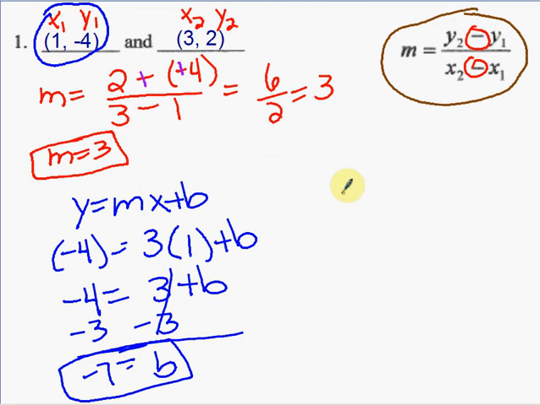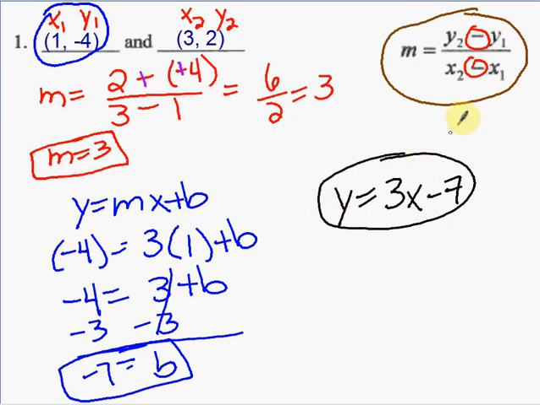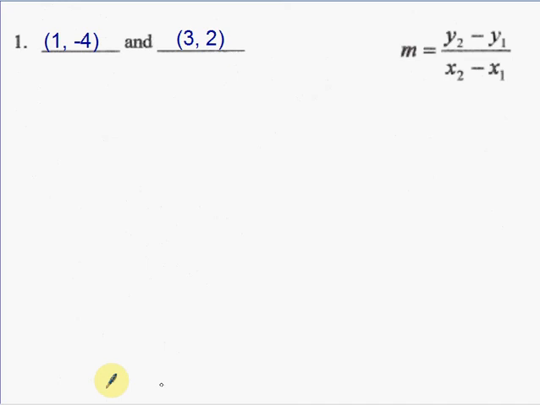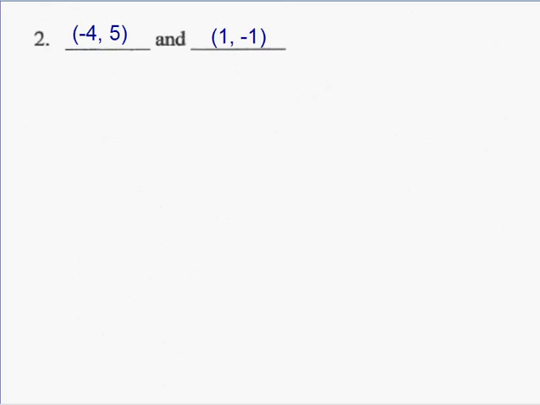So the last thing to do is to write our answer. And it's pretty easy because we already have all of our information. We say y equals 3. That's our slope. X. And then the y-intercept is minus 7. So y equals 3x minus 7. That is what we're looking for right there. That's the equation of our line. Okay, let's do one more of these here. We'll do one with a fraction in it to make it a little more difficult.